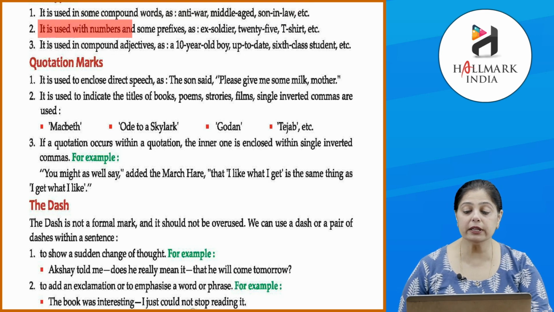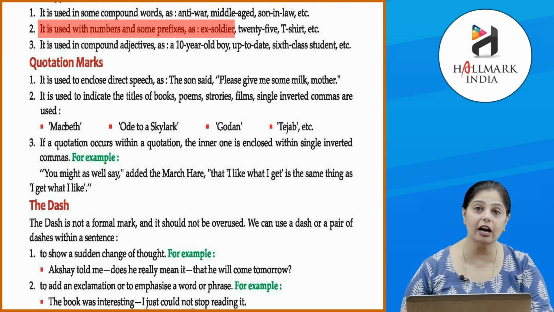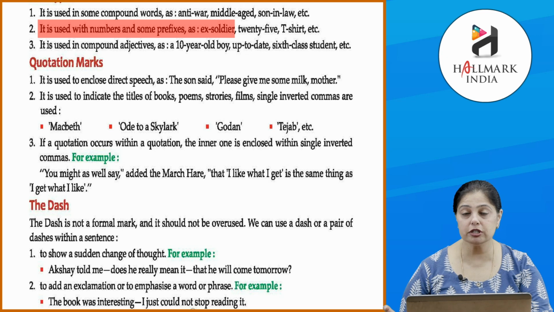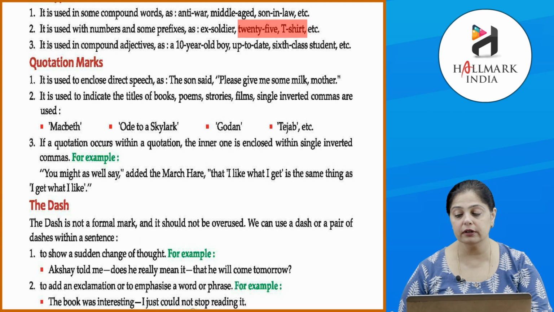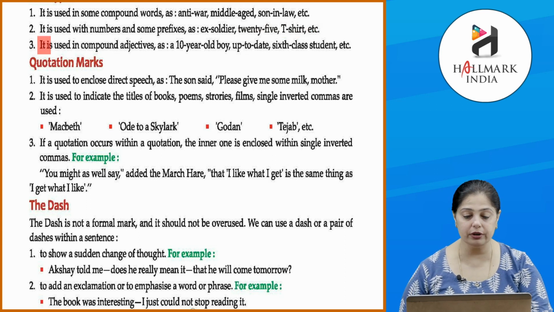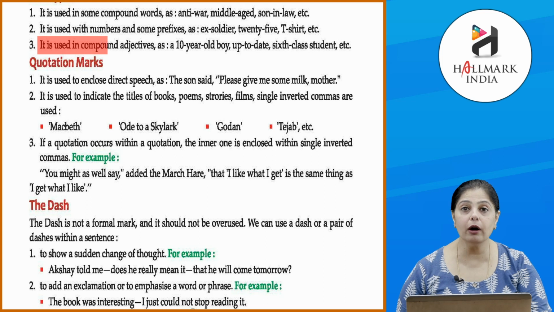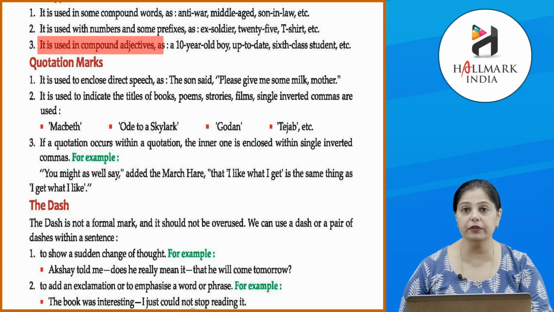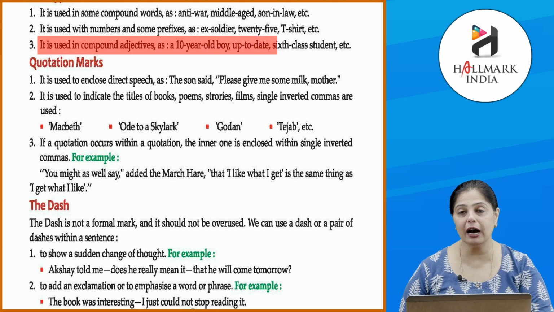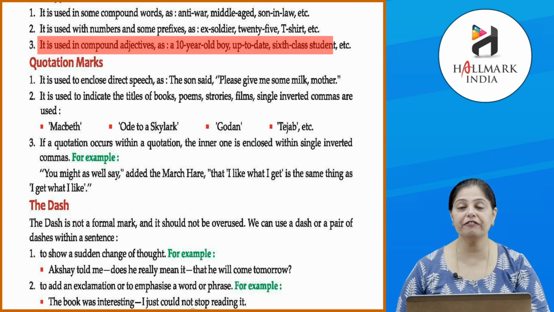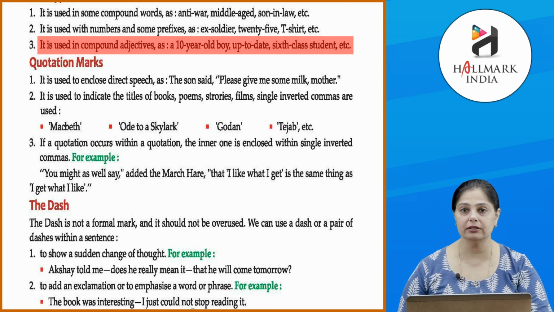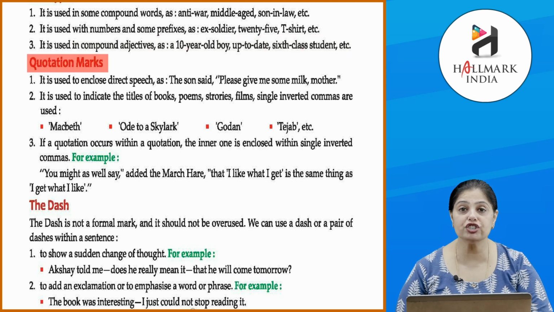Okay, it is used with numbers and some prefixes, as in ex-soldier. Okay, a person who was previously a soldier, ex-soldier. 20-5, T-shirt, etc. Okay, it is used in compound adjectives. A 10-year-old boy. Up-to-date. 6th-class student, etc. Clear?